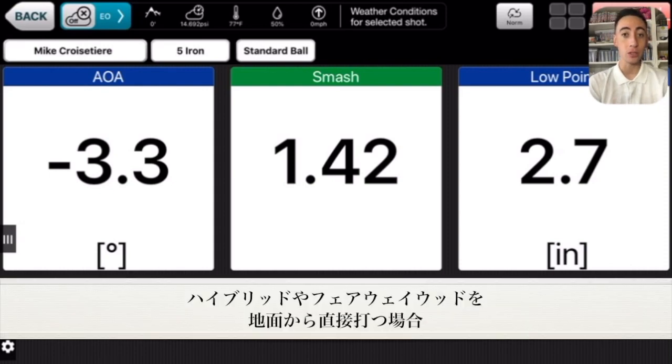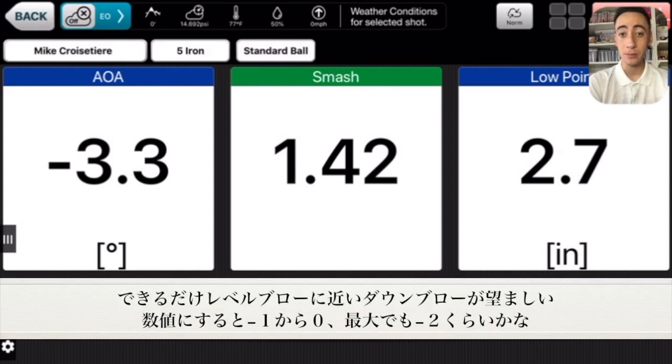Now, when you start getting to your hybrids and your woods, but you're off the ground still, you're probably going to be still hitting on a downward blow. Maybe if anything, 0 or neutral, but you're going to be very minimal. So it's going to be like -1, 0 degrees, maybe even -2 at the very most, somewhere in that range.